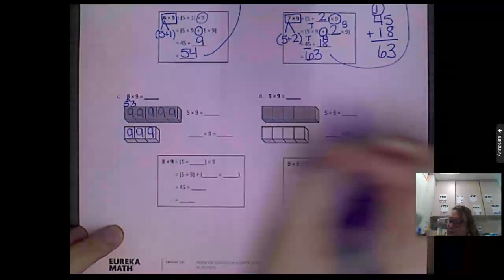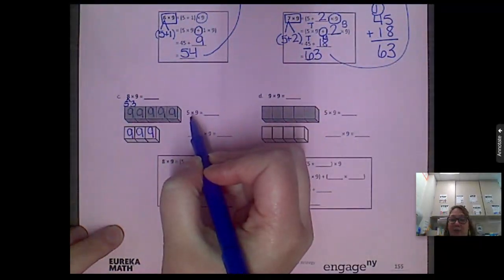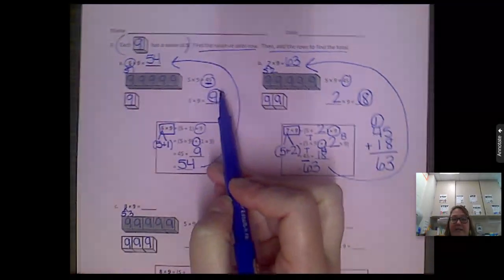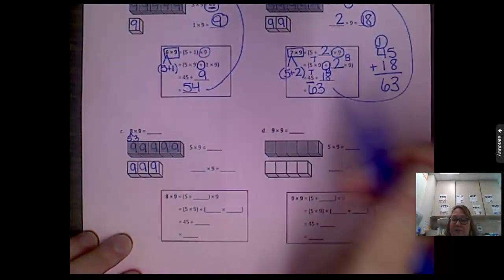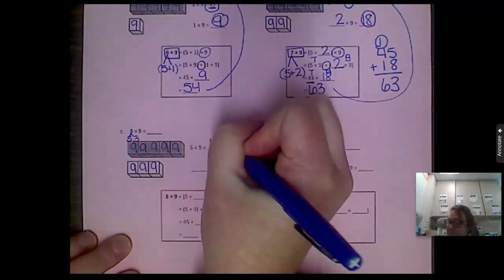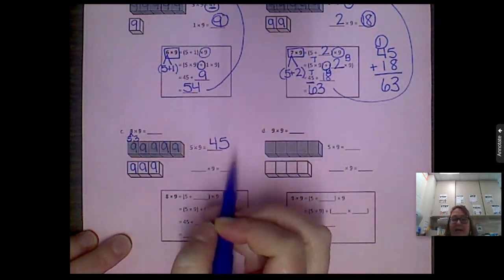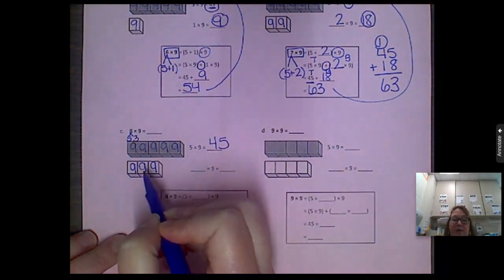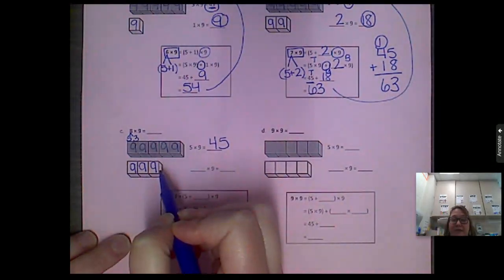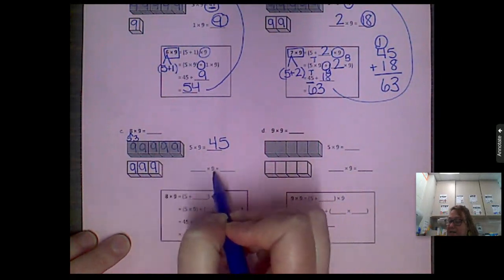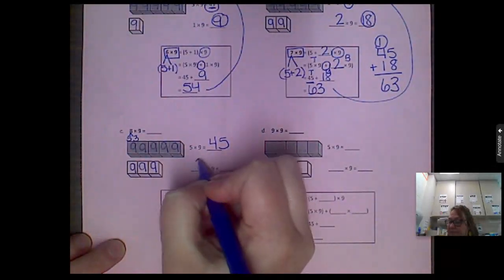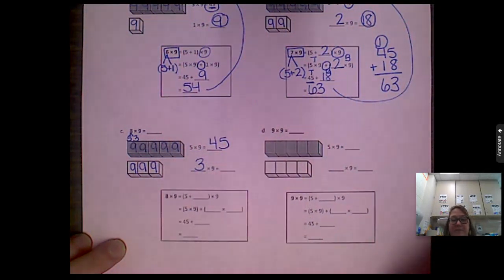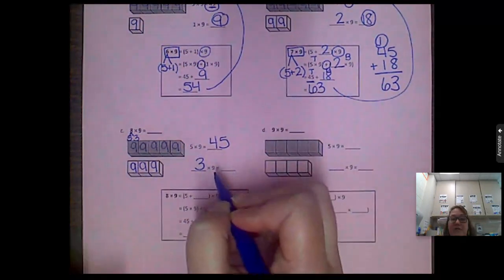Okay, 5 times 9, we already know that answer because we've done it here and here. So what is 5 times 9, everyone? 45. Good job. All right. And in the bottom, we have 1, 2, 3 groups of 9. So we have blank times 9. What's going to go in this blank right there? Did you put a 3? Good job. And we want to solve for 3 times 9.